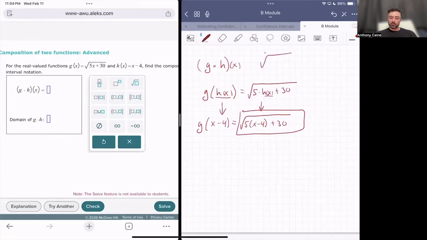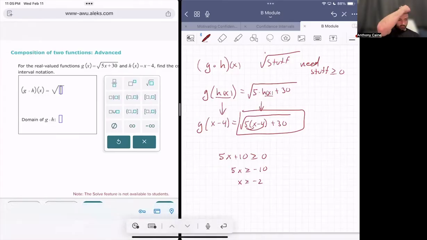And remember, if I have the square root of stuff, then I need the stuff to be bigger or equal to 0. So I take everything in my square root, and let's go ahead and clean this up a little bit. So this is 5x minus 20 plus 30. That's 5x plus 10. That has to be bigger or equal to 0. And so what does that say? It says 5x is bigger than or equal to minus 10. And if we divide by 5, that says x is bigger or equal to minus 2. Okay, that's our domain.